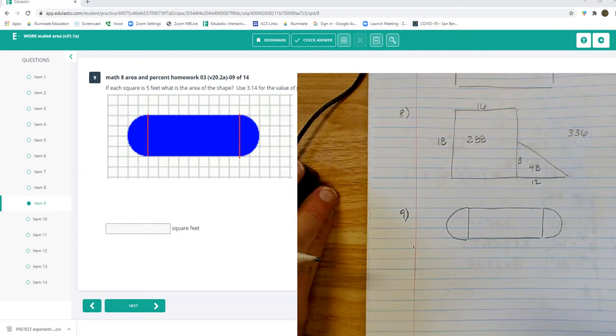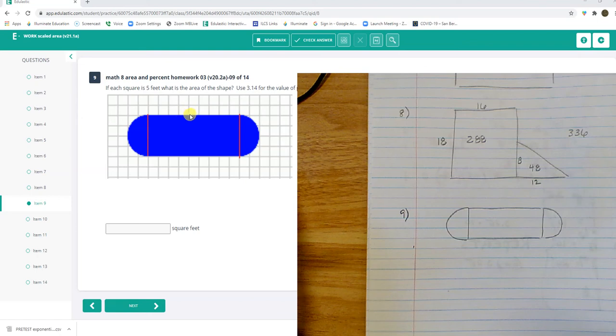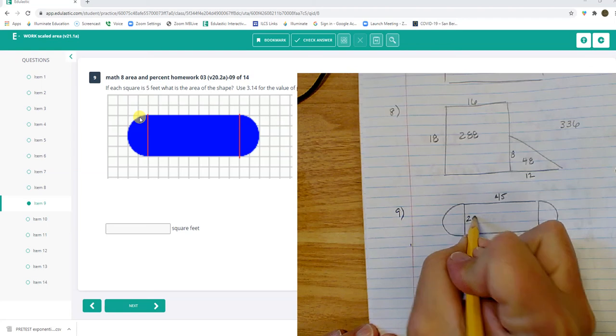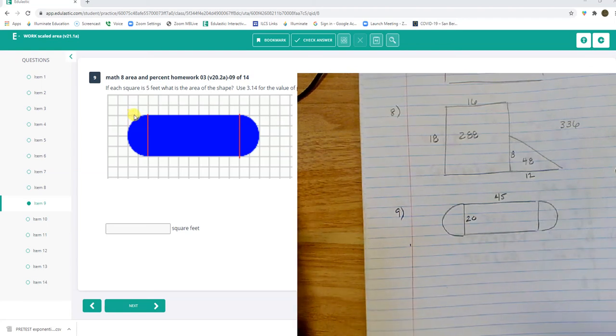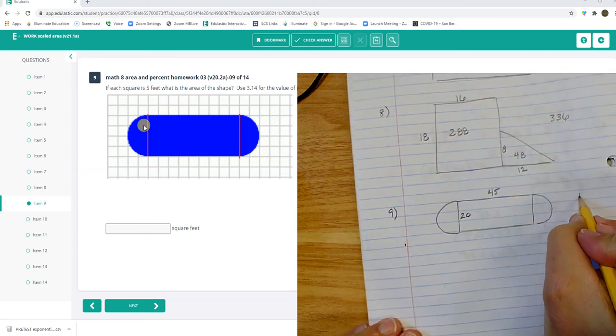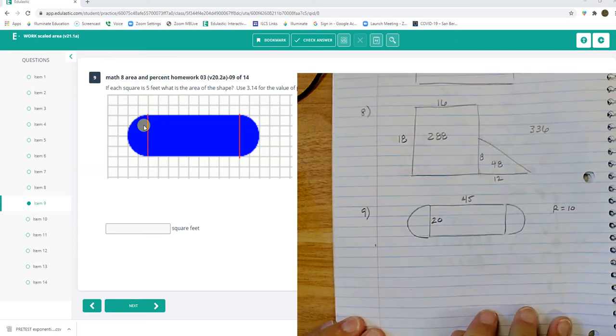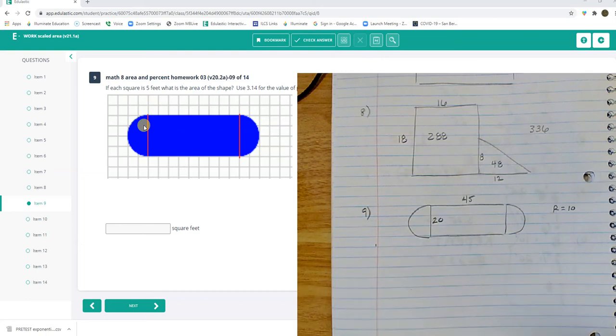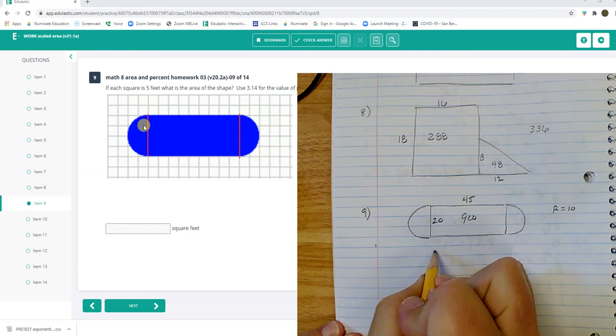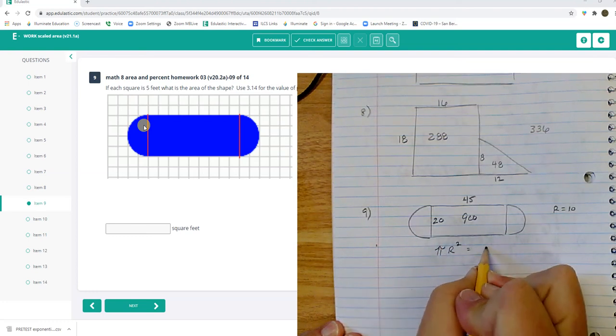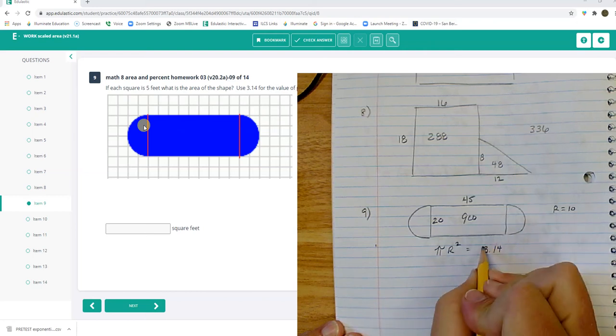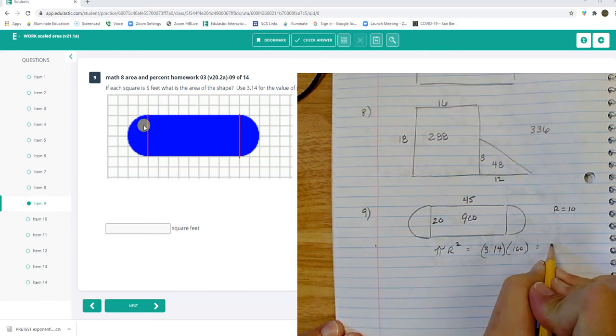Okay, so the rectangle is 9 squares. And each square is 5, so 9 times 5, which is 45. And the other side is 4 squares, which is 20. And then the radius of this is 2 squares, which is 10. So my radius is 10. That's for my circle. So my rectangle is 20 times 45, that's 900. And my circle is pi r squared, which is 3.14 times 10 times 10, which is 100, so that's 314.